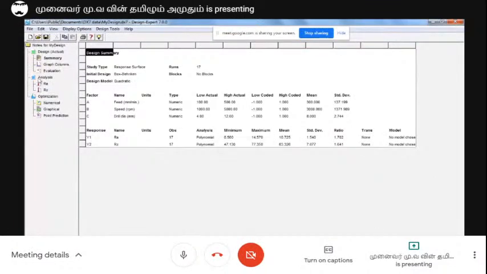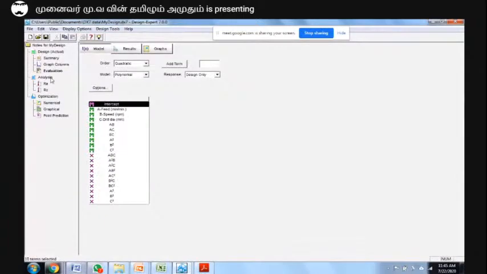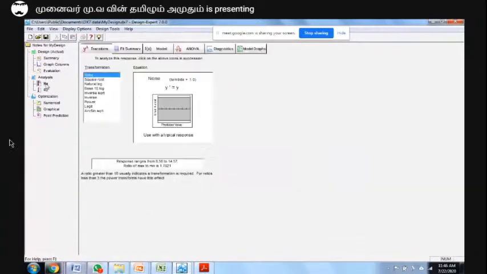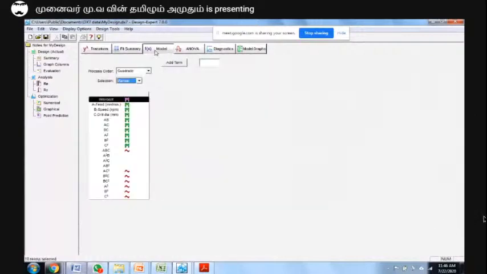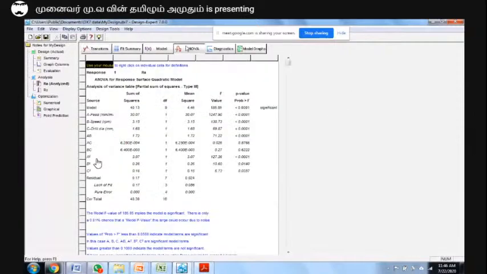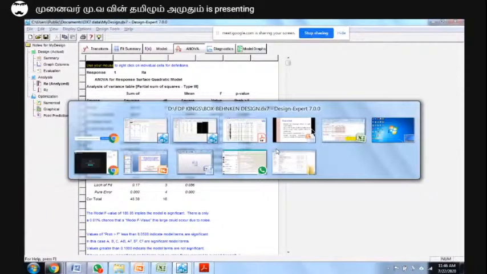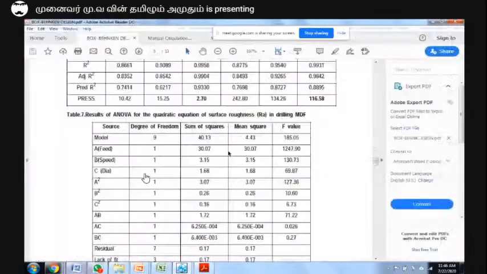Sure. Go to the analysis part and give the array. Here, fit summary, model. Don't do anything. Simply click over the tab. ANOVA. This is the ANOVA which we have derived from the software, which is similarly given in the article. See the article for the array.